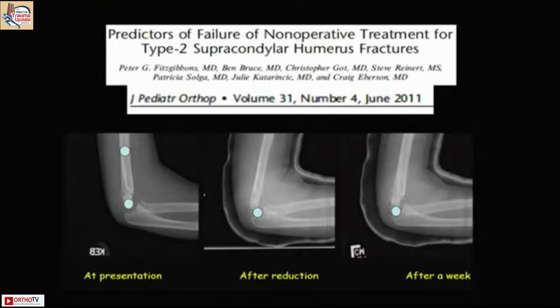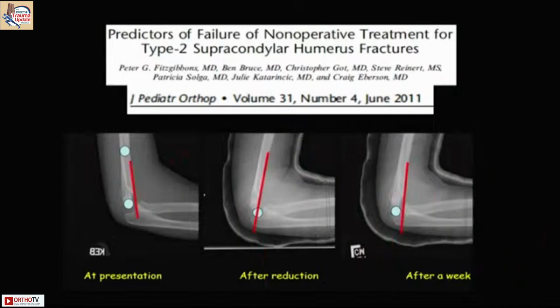So, this is a good article by Fitzgibbons. Actually, he described the anterior humeral line index. See, in the first X-ray at presentation, the anterior humeral line is not touching the capitulum. But once you do a closed reduction, it was touching the capitulum, the reduction was very fine. But after a week, as you can see, it has gone back. So, what is happening?